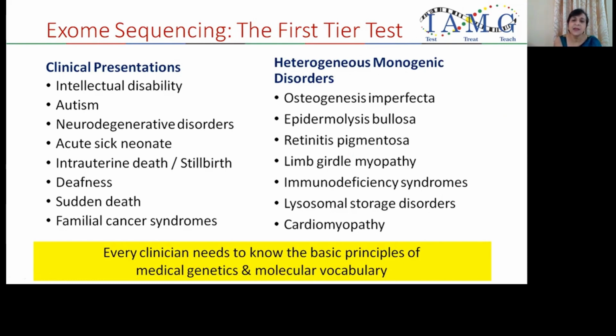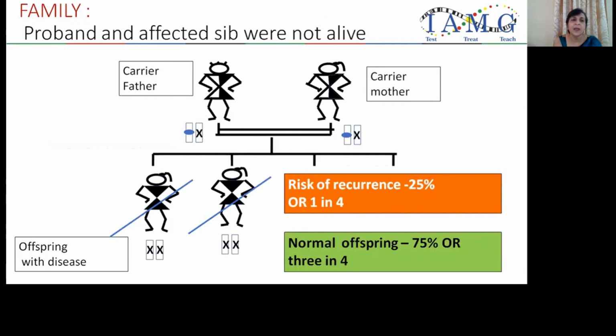Because these disorders can affect any organ system of the body, they will present to any clinician, depending on whatever the specialty may be. Hence, it's very important that every clinician knows the basic principles of medical genetics and molecular vocabulary.